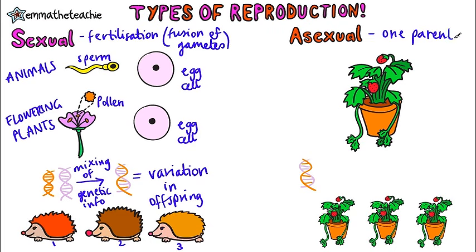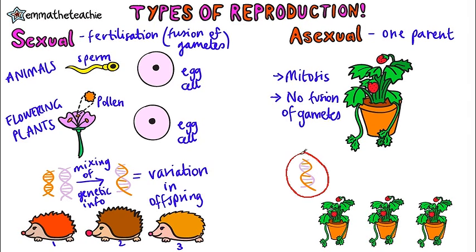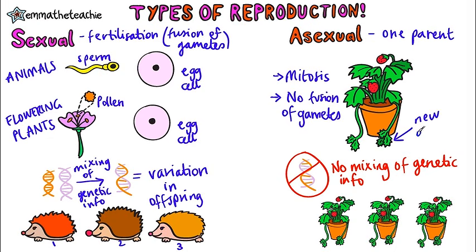Asexual reproduction involves one parent only. The parent cells reproduce by mitosis to make the offspring, so there is no fusion of gametes, or no fertilization. Since there's no fertilization, there's no mixing of genetic information. So the new offspring, like this little runner coming off the strawberry plant, is genetically identical to the other runner. Because of this, we call them clones. They are all the same.